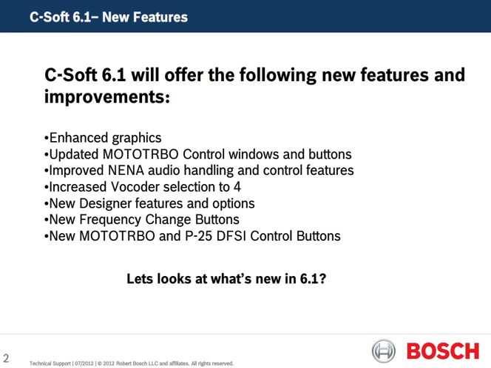CSoft 6.1 will offer the following new features and improvements: enhanced graphic options, updated Moto Turbo control windows and buttons, improved Nina audio handling and new control features, increased vocoder selection to 4, new designer features and options, new frequency control change buttons, and Moto Turbo and DFSI P25 control buttons. Let's take a look at what's new in 6.1.